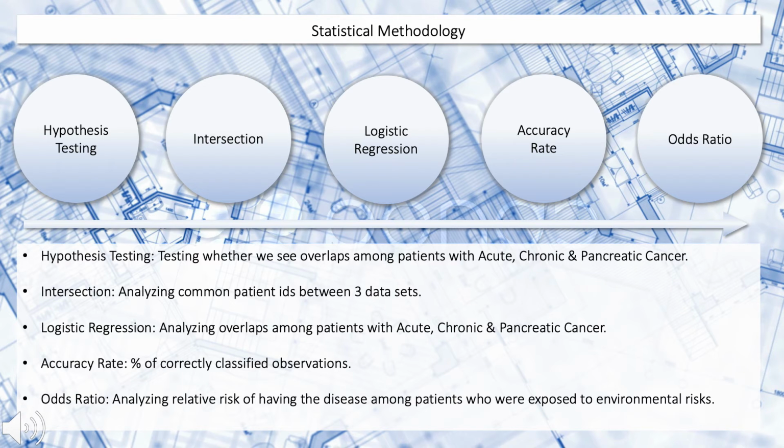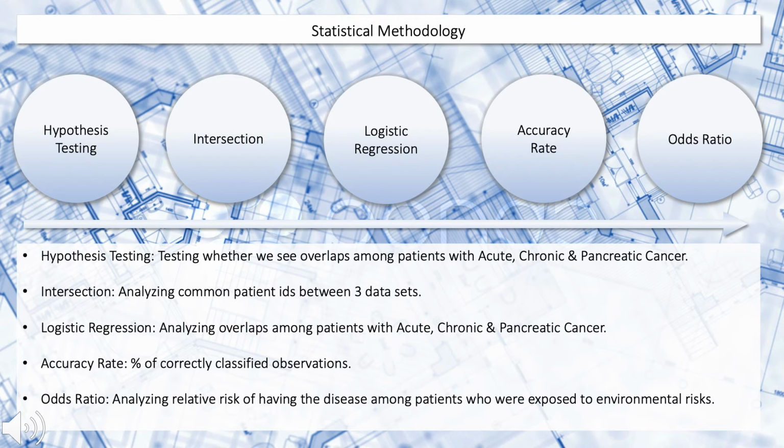So now let's talk about the statistical methodology that aligns with our key deliverables. We will be starting with the hypothesis testing to see whether we see any overlaps among patients with acute, chronic, and cancer. If we are successful in finding such overlaps, we will be applying intersection on these three data sets to filter out the common patient IDs.